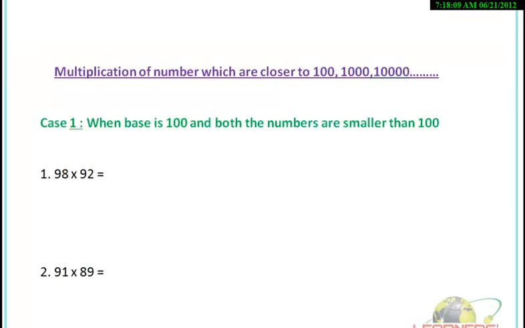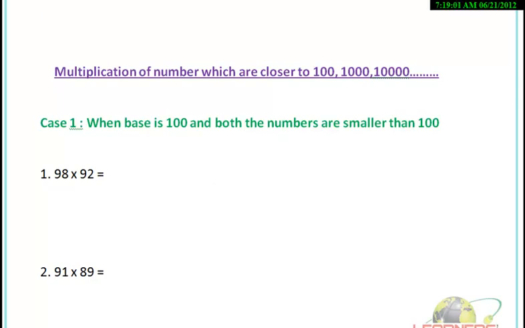In the series, first of all, let's take multiplication of numbers which are closer to 100, 1,000, 10,000, etc. As a first case, we'll be taking when the base is 100 and both the numbers are smaller than 100. When the base is 100, what I mean is that both the numbers or any one of them is closer to 100 and the other may or may not be closer to 100. In this case, we'll be taking the difference of the numbers from 100.